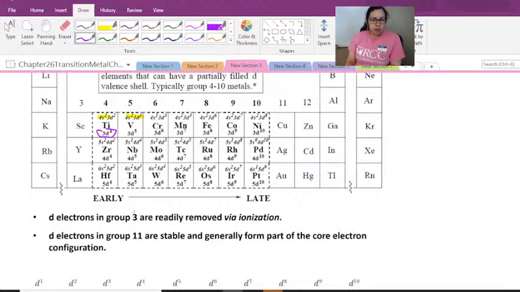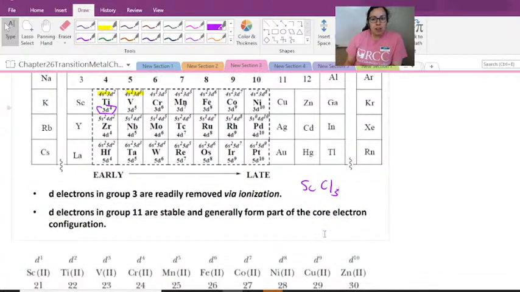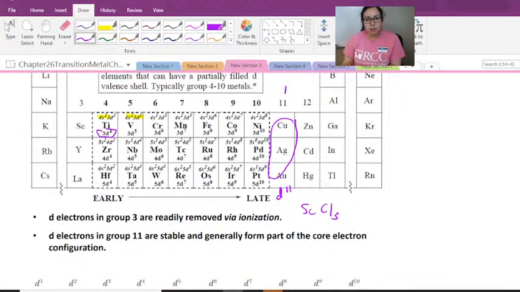And so d electrons in group 3 are readily removed via ionization. We saw that with our scandium trichloride compound, so that's why it exists in that form. And if we look at group 11, this goes to D11 compounds, but they tend to behave as 1+, so we see them a lot in their 1+ oxidation state, especially with silver. Silver compounds are always 1+. Copper is usually 1+ or 2+, and gold is usually 1+ or 3+.